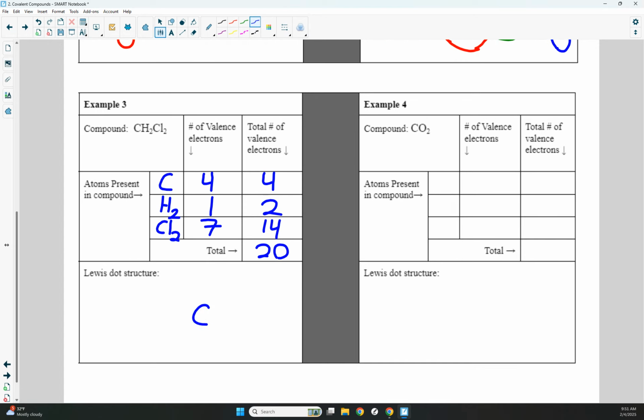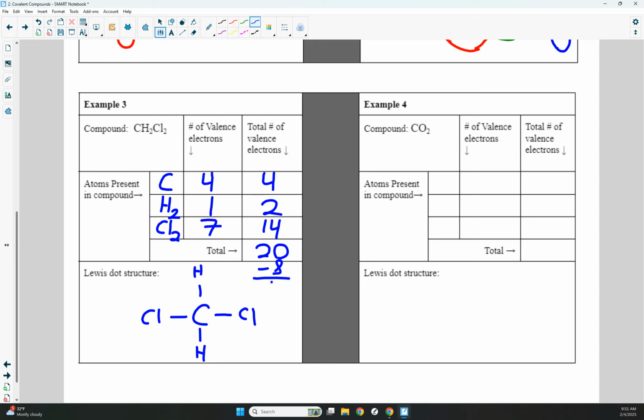Carbon always goes in the middle if it's present. So I'm going to start with that, and then I can place the other 4 atoms anywhere I want around the outside. It doesn't matter. I'm going to put a chlorine here and a chlorine here, and then I'll put the hydrogens on top and on bottom. So at this point, I have used 8 electrons, and those all come from the 4 single bonds that I have used. Each single bond, remember, counts for 2 electrons.